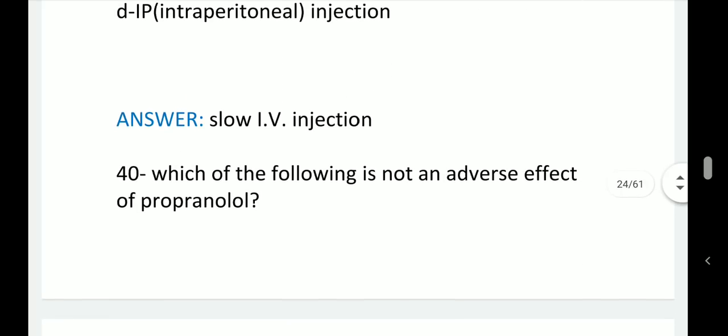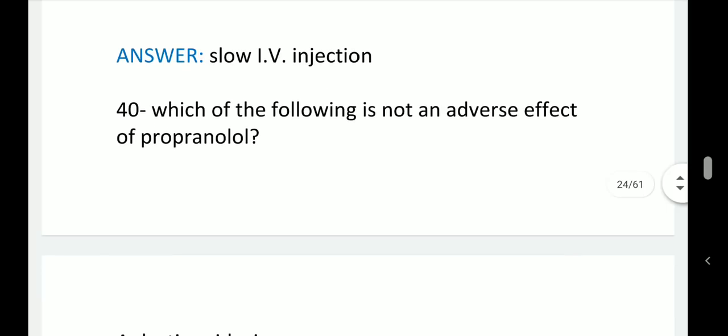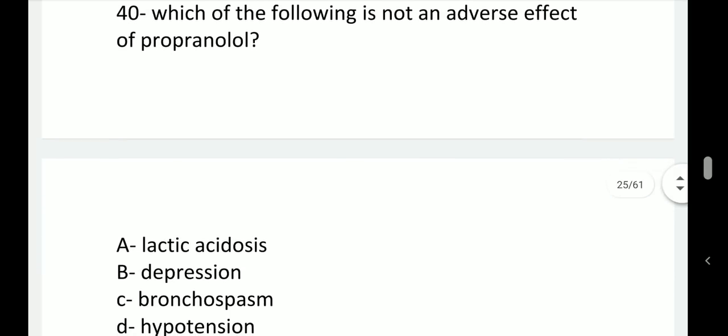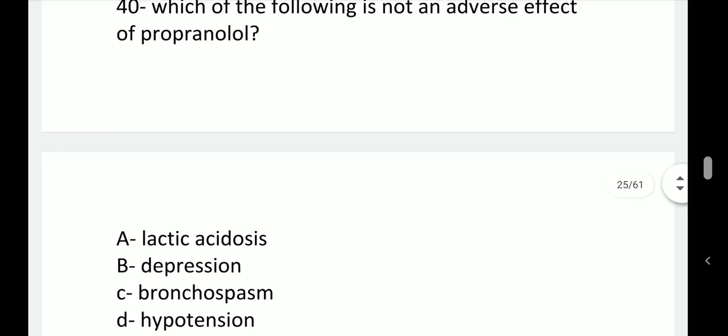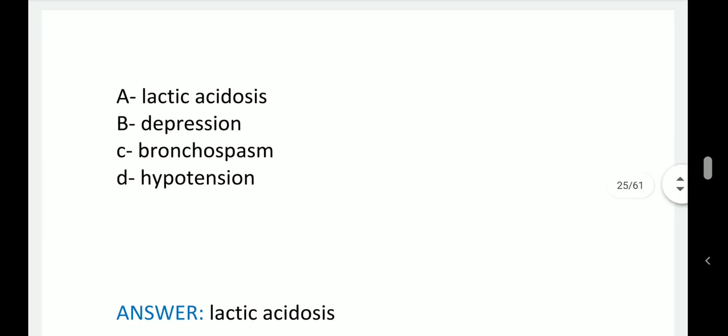Question number 40. Which of the following is not an adverse effect of propranolol? Option A, lactic acidosis. Option B, depression. Option C, bronchospasm. Option D, hypotension. Answer is option A, lactic acidosis.